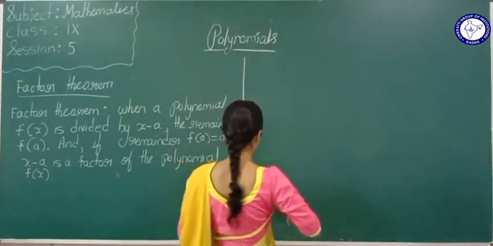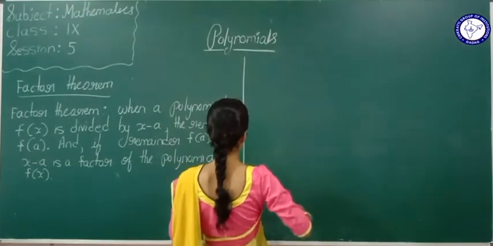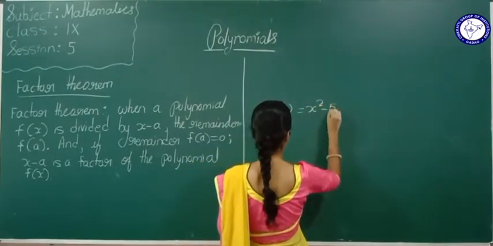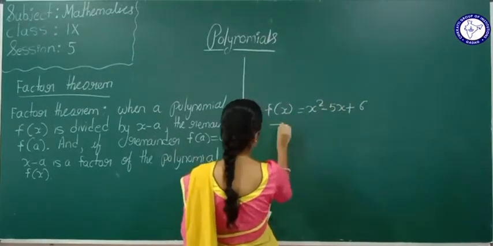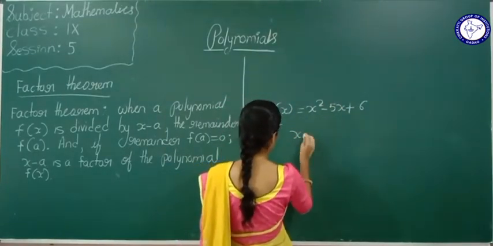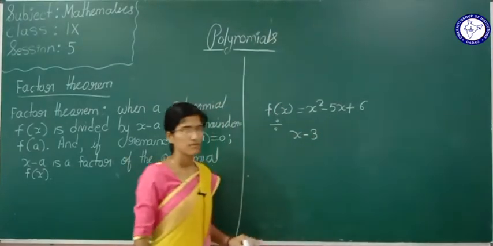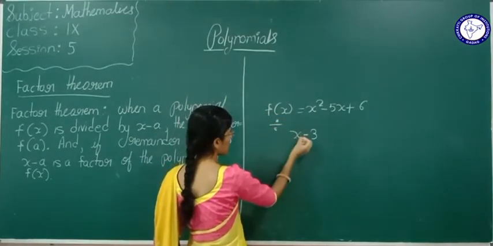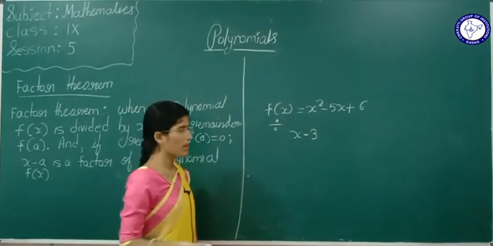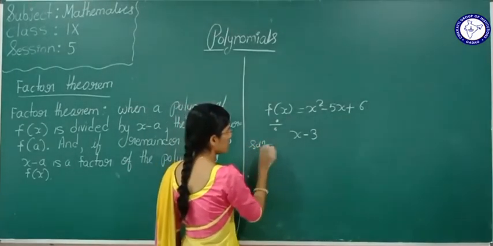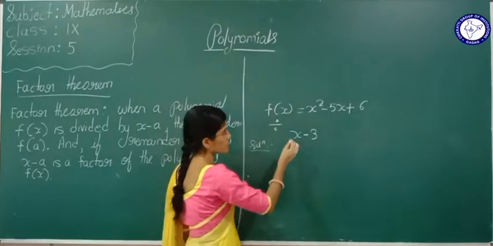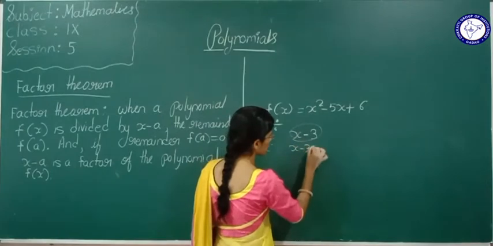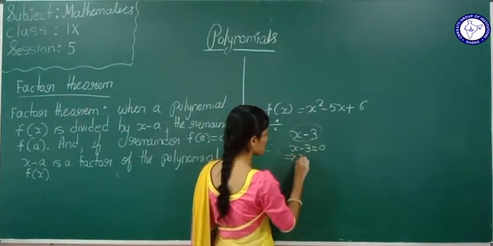suppose I took one polynomial. See, f of x is equal to x square minus 5x plus 6 is this polynomial. If you divide this polynomial by x minus 3, see, I am explaining this. So find the remainder of this. How to find out the remainder? Equate the divisor with 0. Equate this divisor with 0. That implies x is equal to 3.